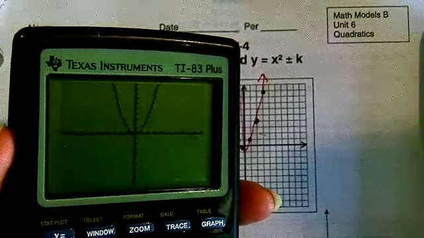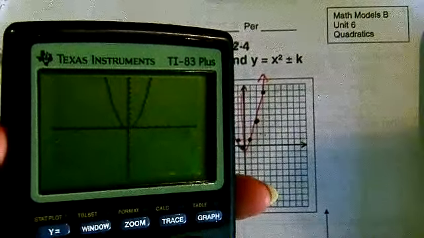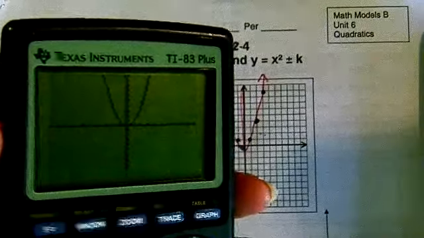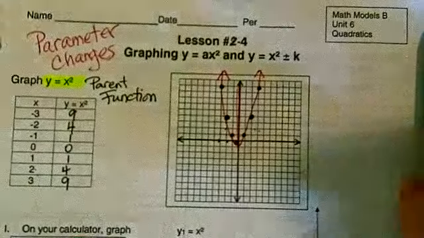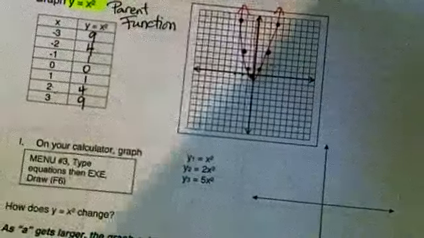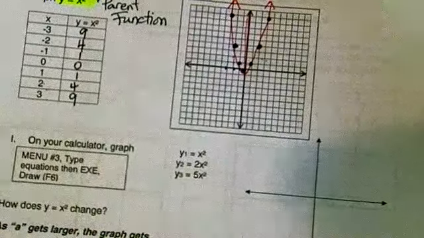And it looks about the same. So that's the parent function. So that's our starting point. What we're going to do is on the calculator, we're going to look at what happens if I take a number and multiply it 3 times.